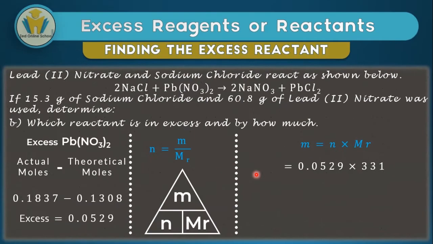The mass of this lead 2 nitrate that was in excess was 17.5099, as you saw. Therefore, we can say this excess rounded off to 3 significant figures is 17.5 grams. Even though the difference in moles is very small, as you can see, the difference in mass will be a very huge number. So make sure you do your calculations accurately so that your answers are as accurate as possible.